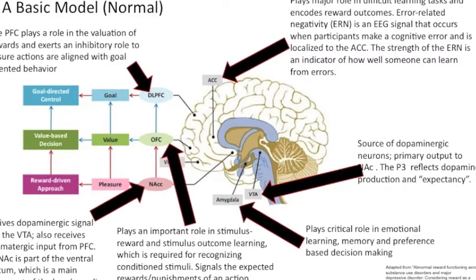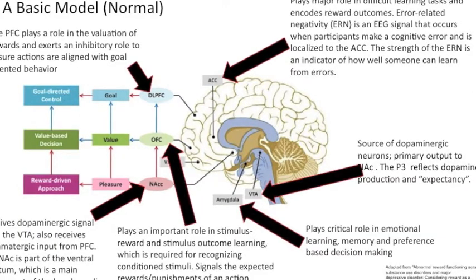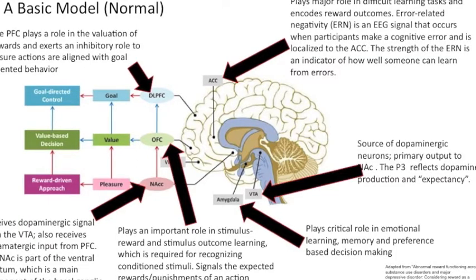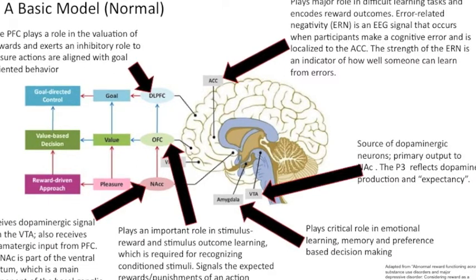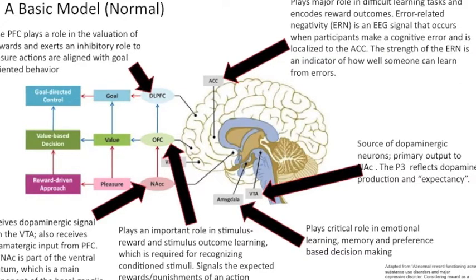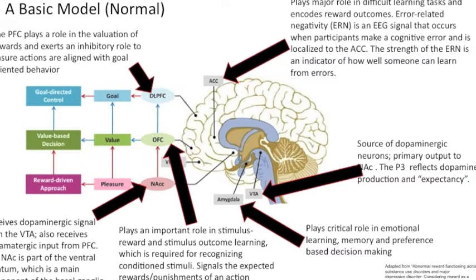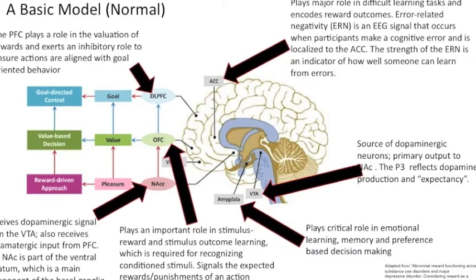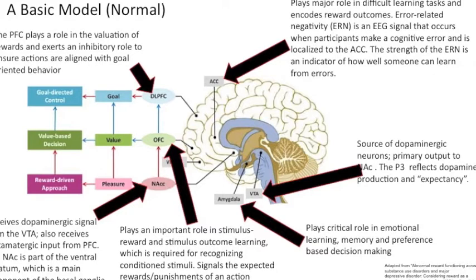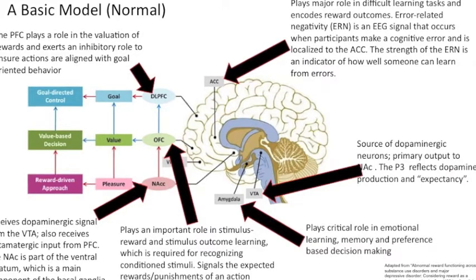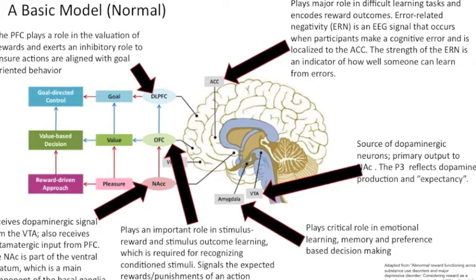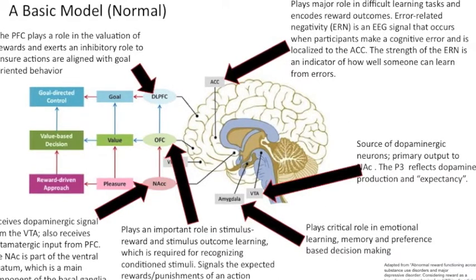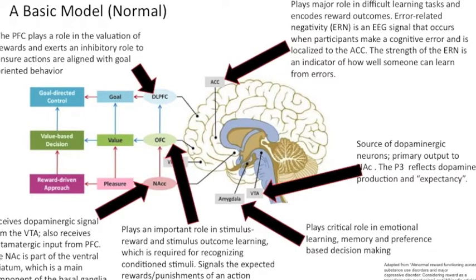The prefrontal cortex plays a role in the valuation of rewards and exerts an inhibitory role to ensure our actions are aligned with goal-oriented behavior. The anterior cingulate cortex plays a major role in difficult learning tasks and encodes reward outcomes. Error-related negativity, ERN, is an EEG signal that occurs when someone makes a cognitive error, and it is localized to this area. The strength of the ERN is an indicator of how well someone can learn from errors.